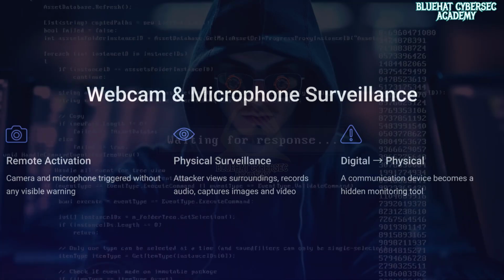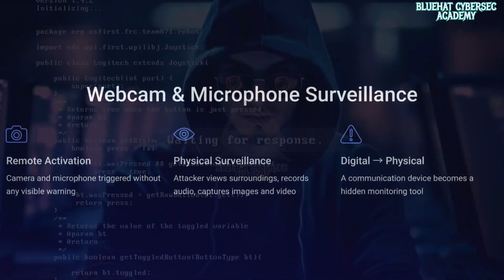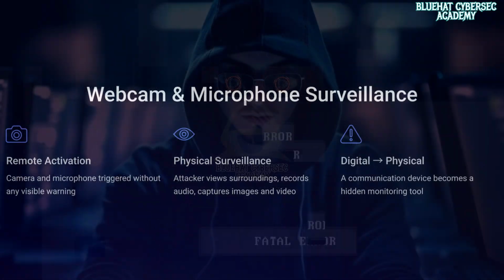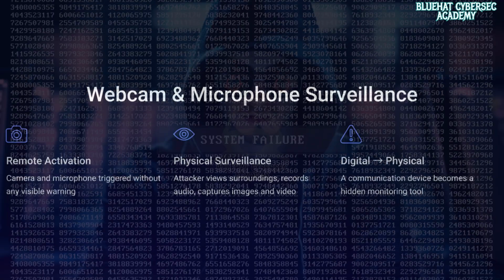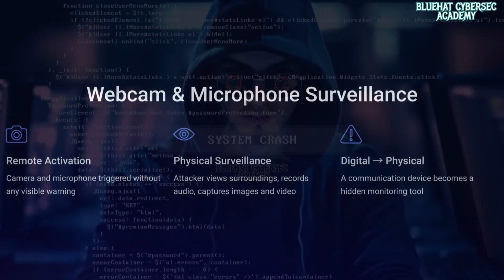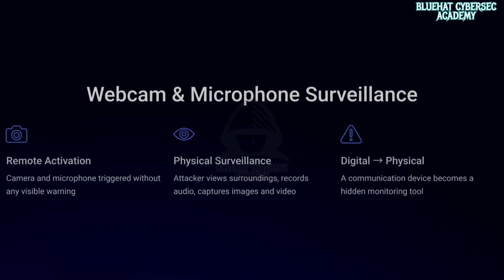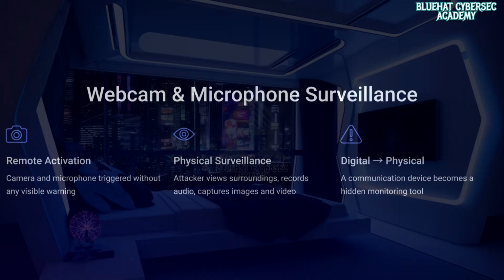Now, things become even more intrusive when we talk about webcam and microphone surveillance. Many RATs can activate the device's camera and microphone remotely, without any visible warning. This allows attackers to view the user's surroundings, record audio conversations, and capture images or video secretly. At this point, the threat is no longer just digital. It becomes physical surveillance. A device that was meant for communication is now turned into a hidden monitoring tool.